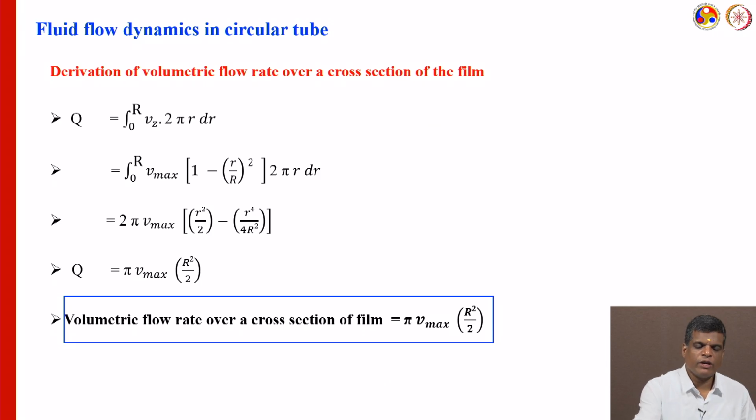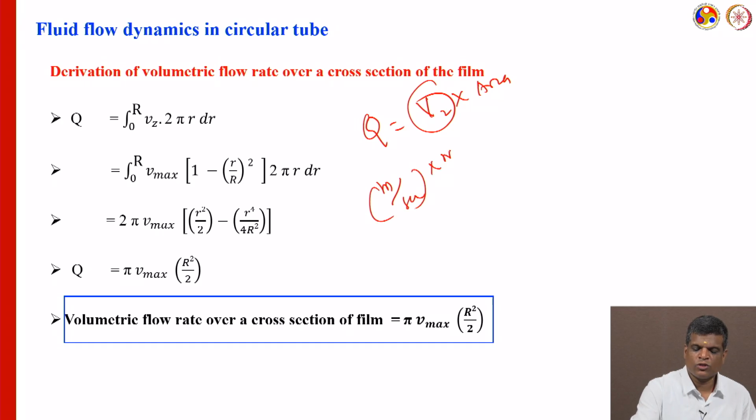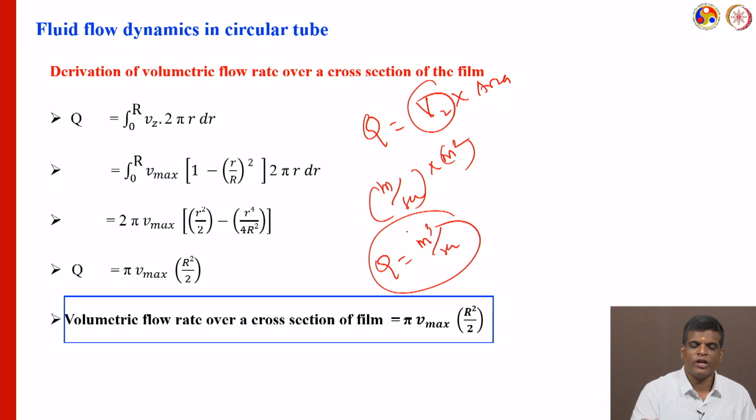Once this is done, we have to calculate Q, the volumetric flow rate. How do you calculate it? I am repeating once again: V is the velocity, in meters per second, and area is in meter square. Multiply these and we get meter cube per second, which is the volumetric flow rate. There is a derivation of the volumetric flow rate over the cross section of the pipe.